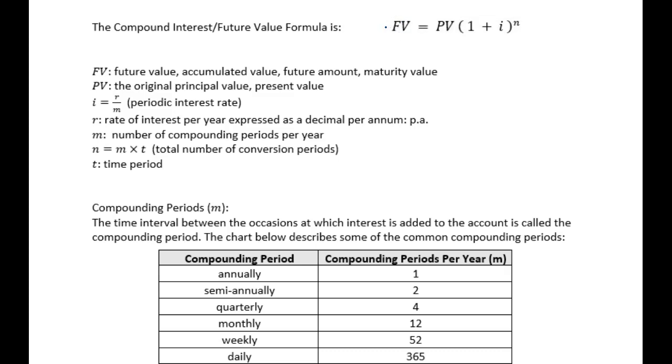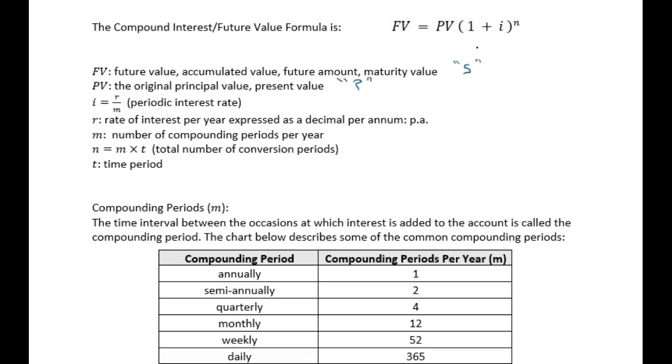So we have FV, that's our future value, accumulated value, or maturity value. In simple interest, we used that as S. So that was basically our future value: what we see in the future, our principal plus our interest. PV is our present value or the original principal value. We saw that in simple interest as P.